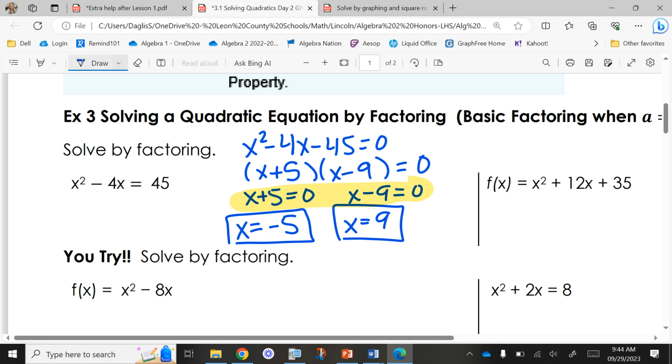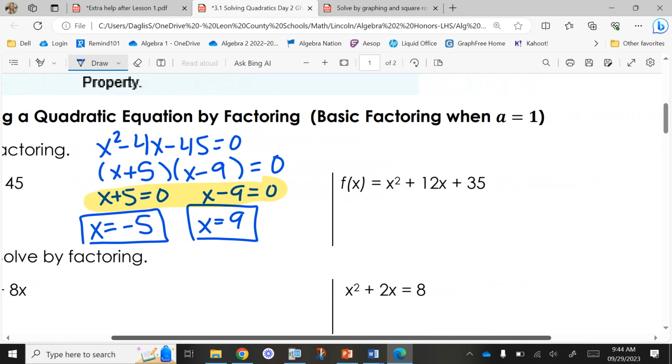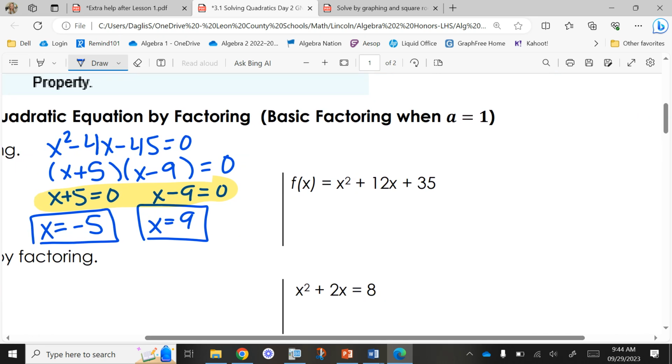All right, what is my issue with the next example? It's equal to f of x. Well, I don't want it to be equal to f of x. That's function notation. That's nice. But I want it equal to what? 0. So x squared plus 12x plus 35 equals 0. There we go.